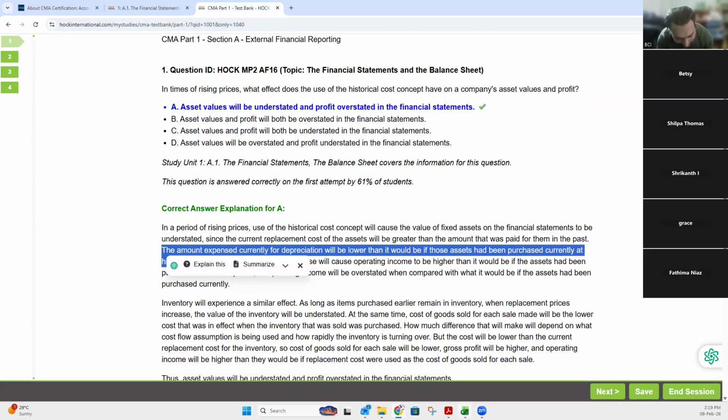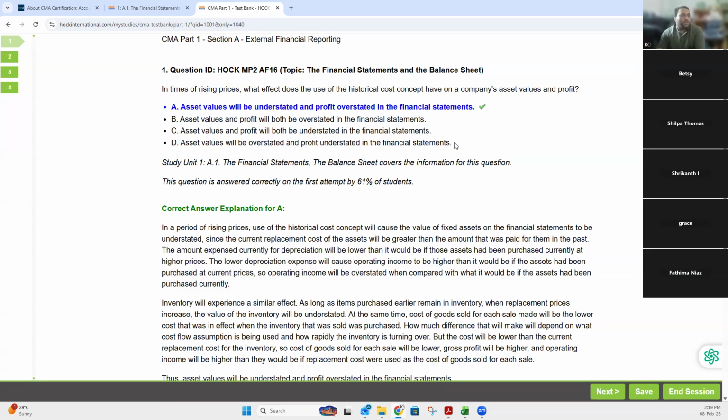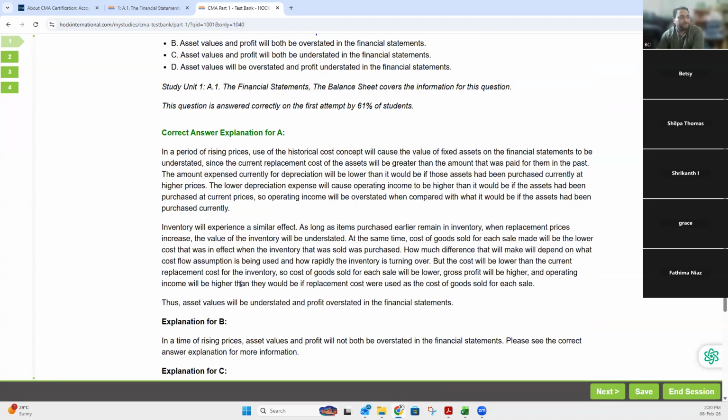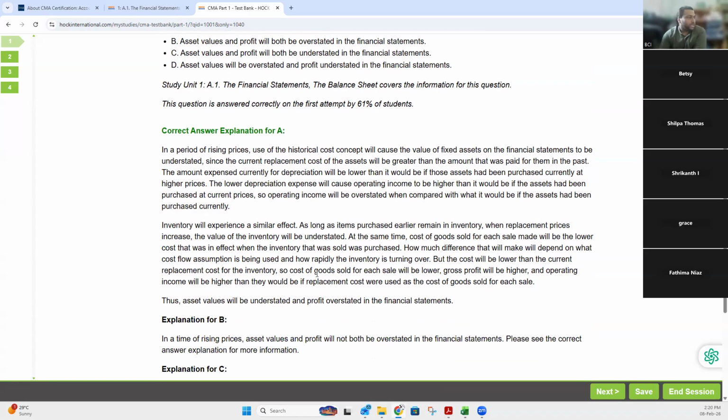The other part is on depreciation. Clear? Okay. Even though you got the correct answer, the assumption was wrong. Got it? The lower depreciation expense will cause operating income to be higher than it would be if the asset had been purchased at the current prices. So operating income will be overstated when compared with what it would be had the asset been purchased currently. Clear? Okay.